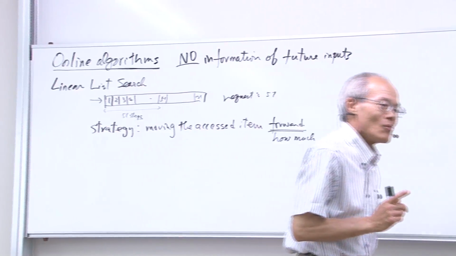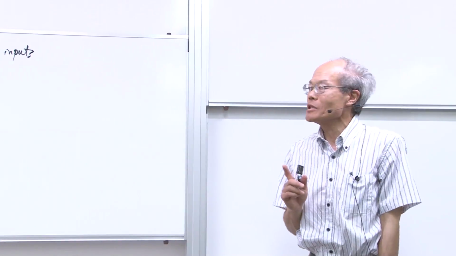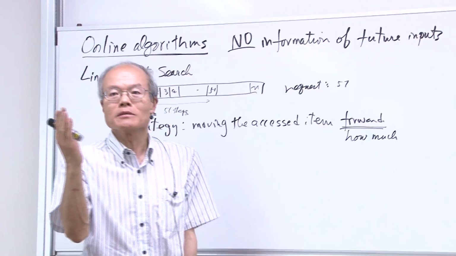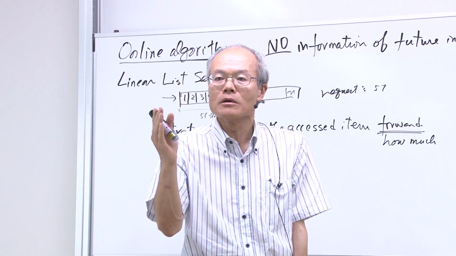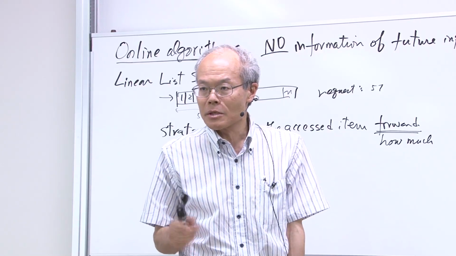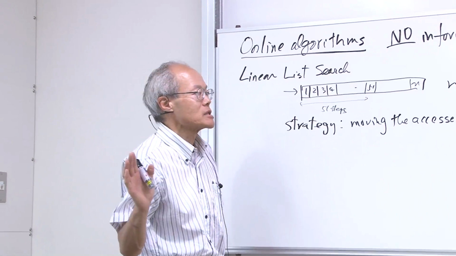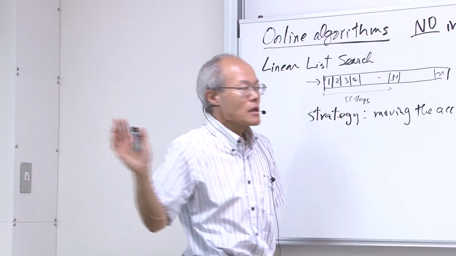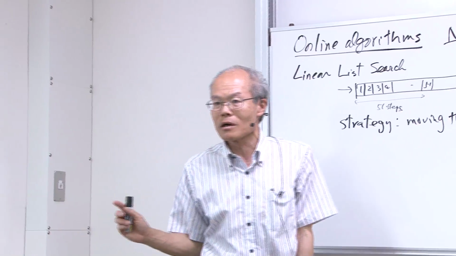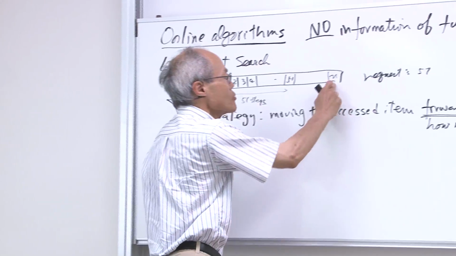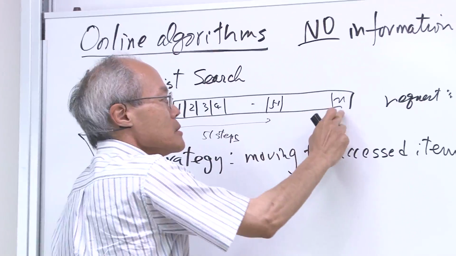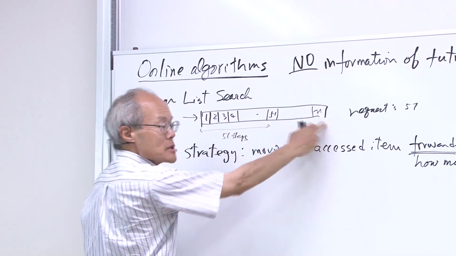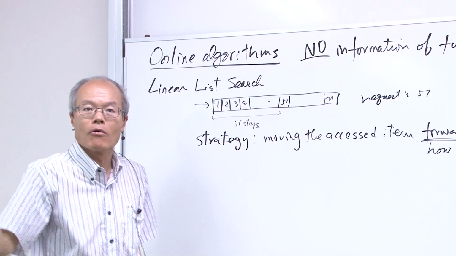But what you can see immediately is that if you move the accessed item only a little bit, or you don't move it at all, then that is bad. Suppose that you don't make any movement. Then what is the worst input? The worst request is always to access the last item. Then you need n steps, and n steps, and n steps. So you always need n steps.